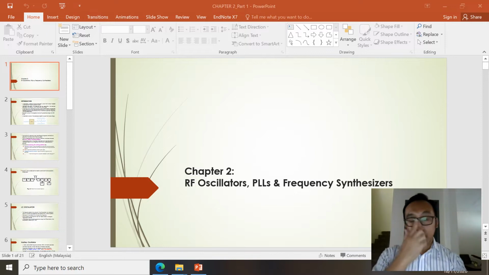So the part 1 of chapter 2, we study about the oscillator. For the last lecture, I already explained something about the oscillator. So this is the early part of the oscillator. Actually, before we jump to chapter 2, part 2, we need to understand part 1 first. This is part 1.